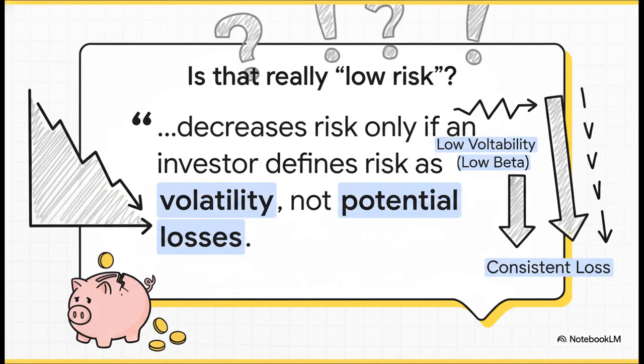And this quote right here just nails the single biggest misunderstanding of beta. A stock can have super low volatility, a low beta, while it's in a slow, steady, consistent decline. It's not jumping around. It's just bleeding out day after day. Beta only sees the fact that it's not jumping. It doesn't see the massive losses. Does that sound low risk to you?